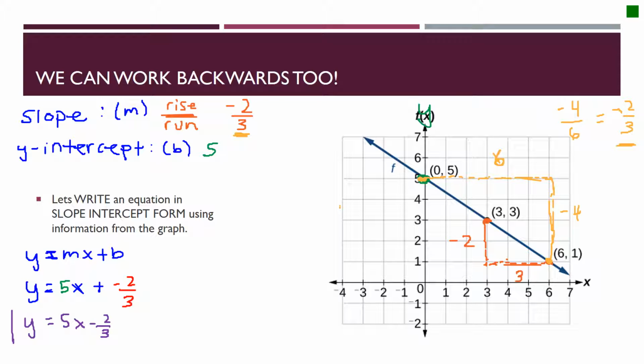So now you've written the equation of a line. I'll review the steps one more time. You find the slope. You find the y-intercept. You write down the general form of the equation, and then you substitute in the numbers. And that's it.